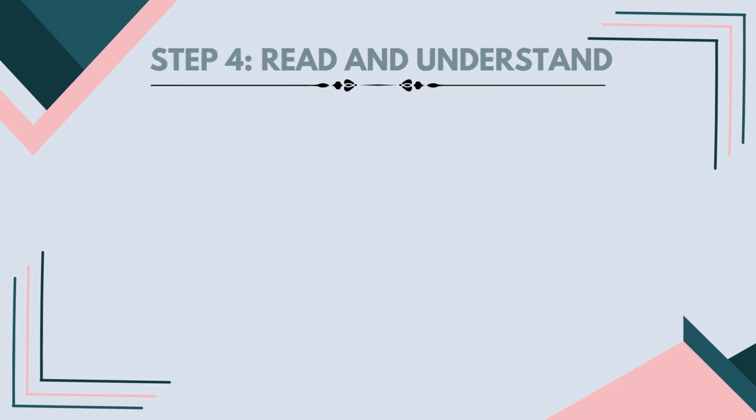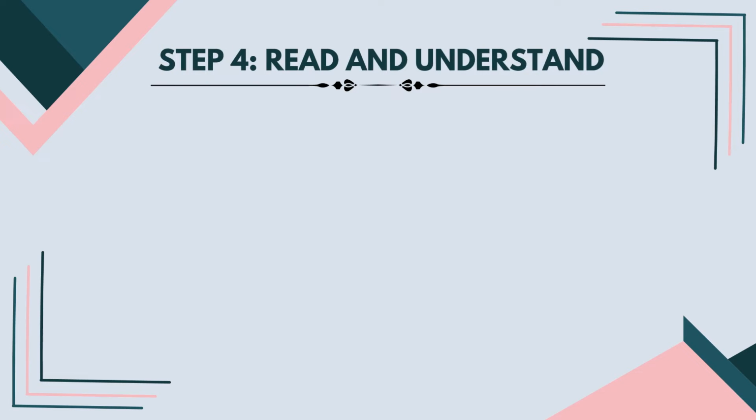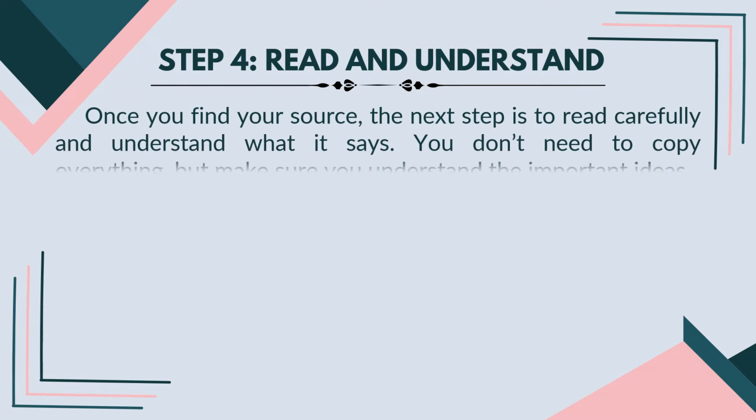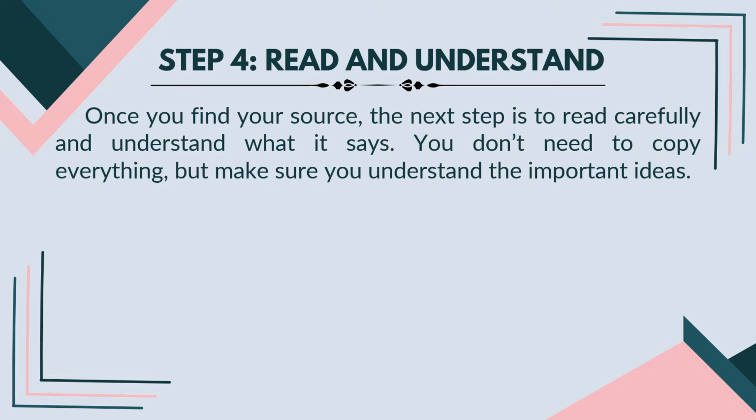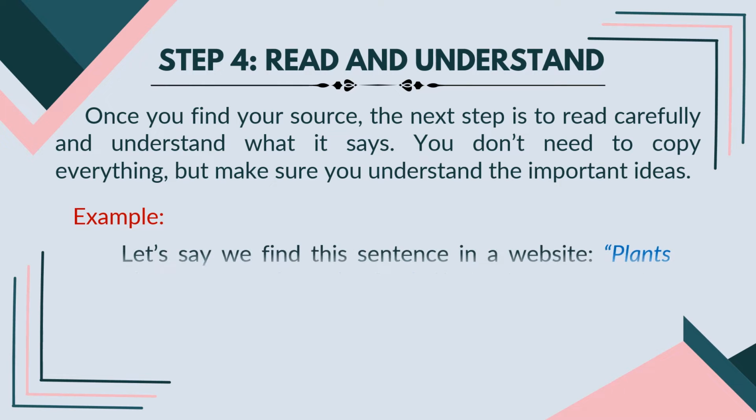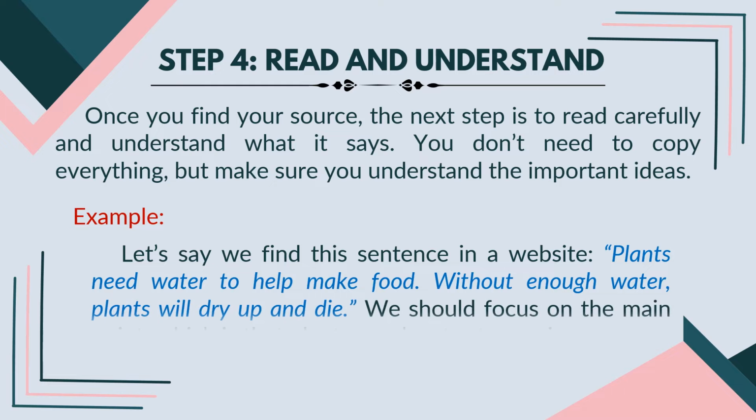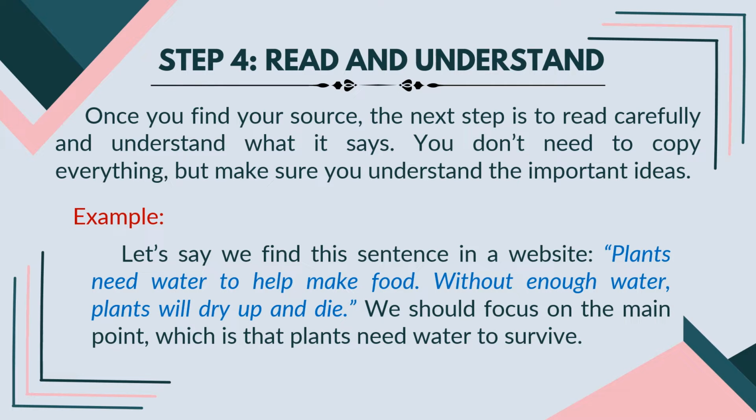Step 4. Read and understand. Once you find your source, the next step is to read carefully and understand what it says. You don't need to copy everything, but make sure you understand the important ideas. Example: let's say we find this sentence in a website. Plants need water to help make food. Without enough water, plants will dry up and die. We should focus on the main point, which is that plants need water to survive.